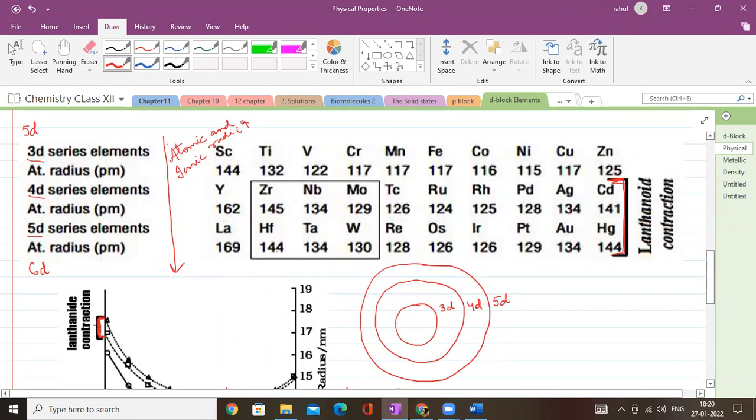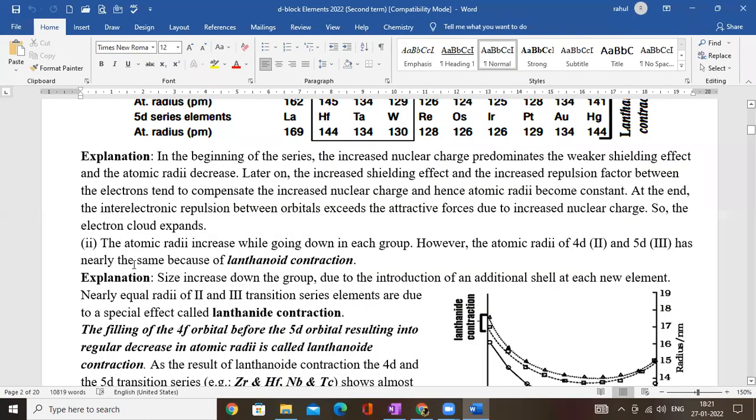The answer is very simple. When we are talking about 3D, suppose this is the nucleus. When you are adding an electron into the 3D series, then the electron goes to the 4D series, and then the electron goes into the 5D series. So at each successive level, the size of the shell is increasing. That's why the atomic or ionic radii will of course increase. So I have written that the atomic radii increase going down in each group.